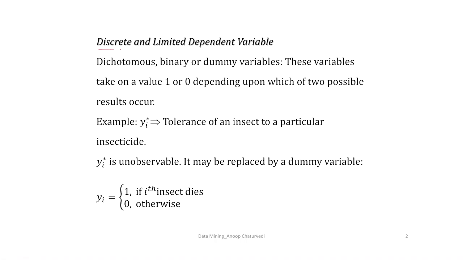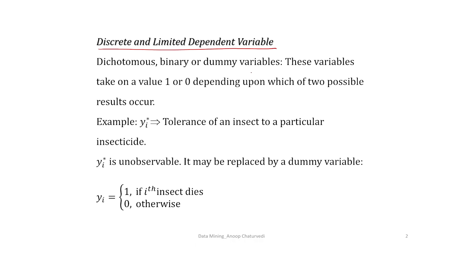Now, the problem is how to model such kind of variables in terms of input variables. You have some kind of discrete or dichotomous output variable, and you have to model it in terms of several input variables. Can you use the simple linear regression model? And if no, then what are the possible alternatives? So, in this lecture, we are going to discuss some of the models which can be used when your dummy variable is dichotomous or it is discrete.